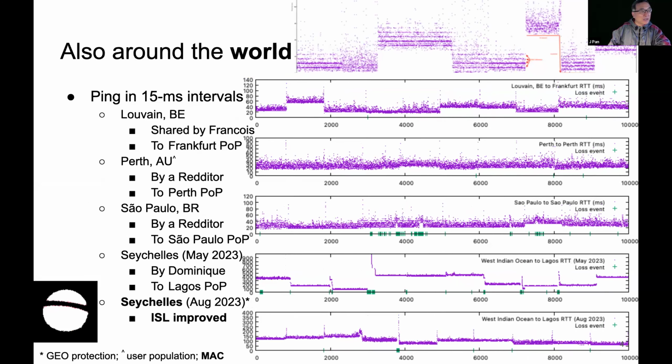Not only in the US and Canada, we also have access to dishes around the world through collaboration and interaction. For example, this dish is in Europe, this is in Australia, this is in South America, and this is in the middle of the Indian Ocean, the west part of it. You also notice something very obvious here. For example, this shows the minimal round trip time for this short duration. Roughly we can translate the ping sequence into the ping gap here. And this is a very interesting behavior.